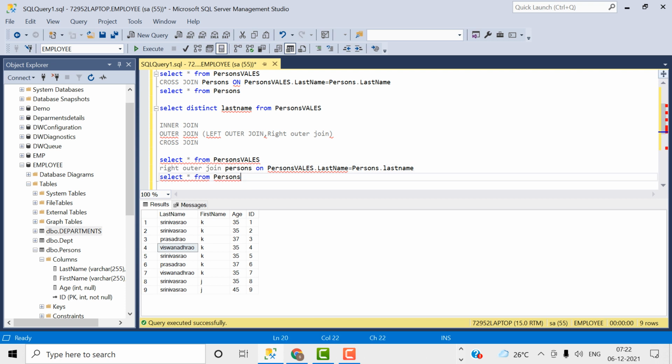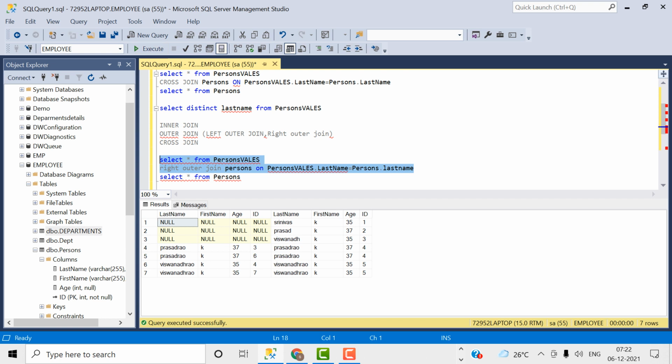This table has five records. Vishwanath Rao and Prasad Rao, and two more records come from there. Now it's a total of 7 records. Two more records come from here: one is Prasad Rao, second is Vishwanath Rao, third is Srinivas. This is the way the right outer join works.